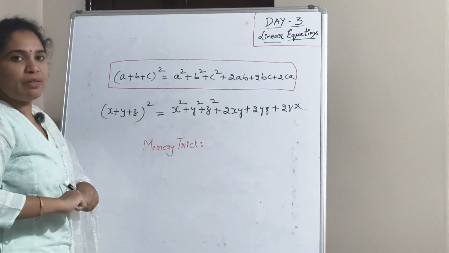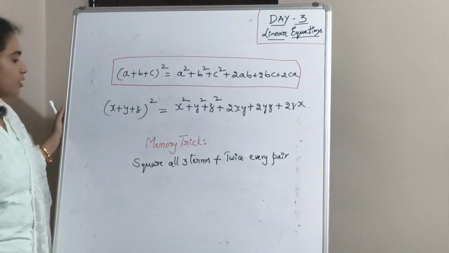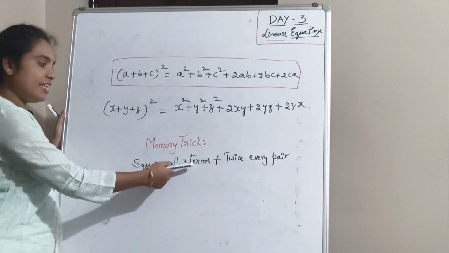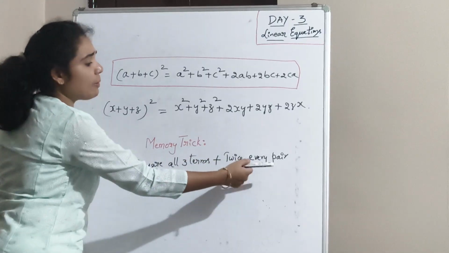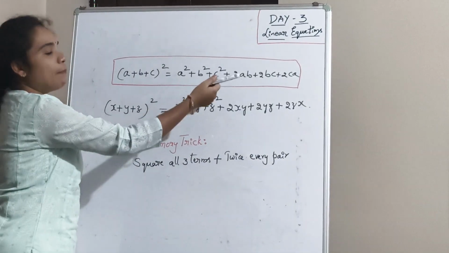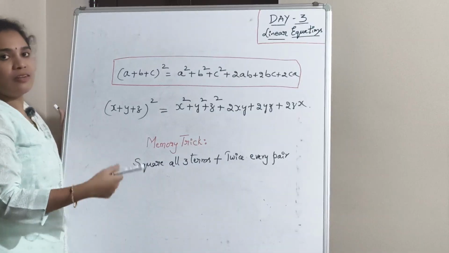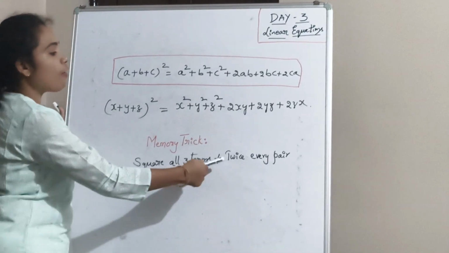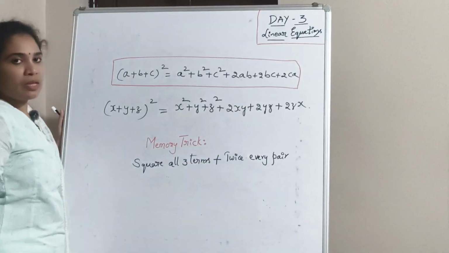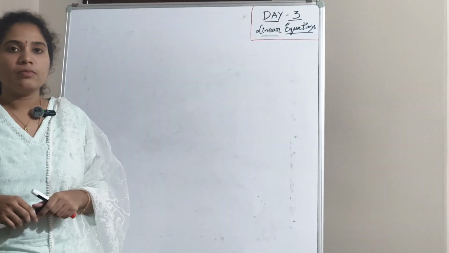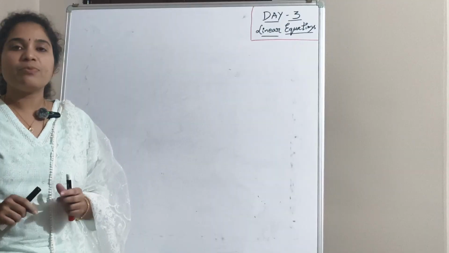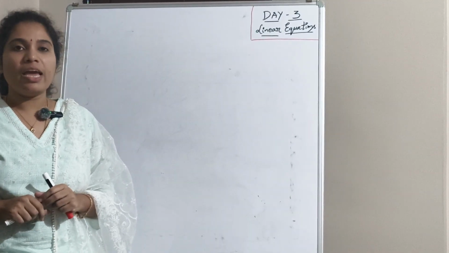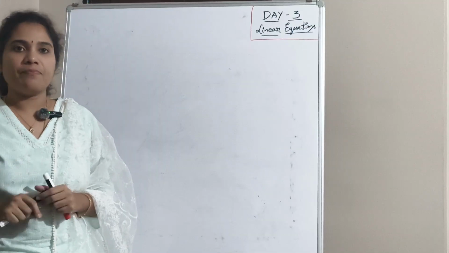I'll give you a simple memory trick here. We'll square all three terms plus twice every pair. Pair means two. So AB is one pair, BC is another pair, and CA is another pair. So we have to do twice of every pair. That's all.